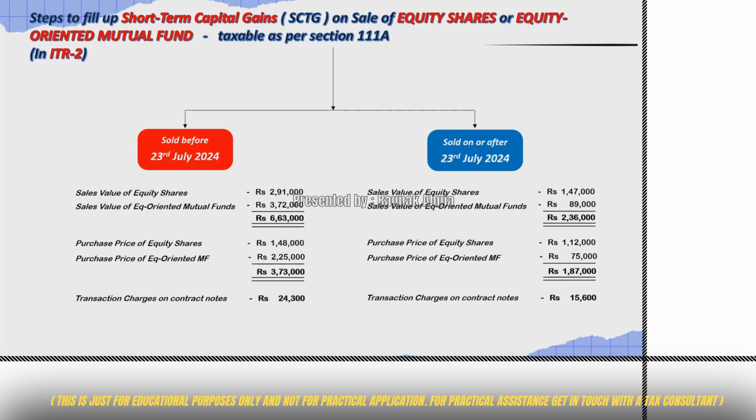Now, before we move on to the return filing utility, let me tell you this thing. In case the listed equity shares or the equity-oriented mutual fund are sold within 12 months from the date of its purchase, then the profits or loss arising from such sale would be treated as short-term capital gains. Now, let's move on to the income tax return filing offline utility.